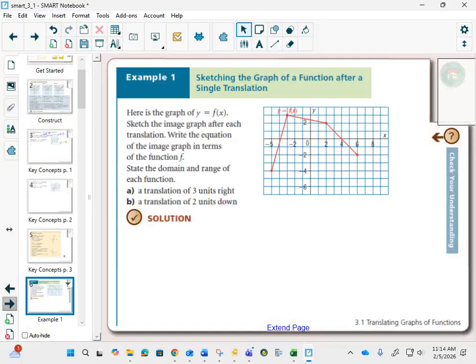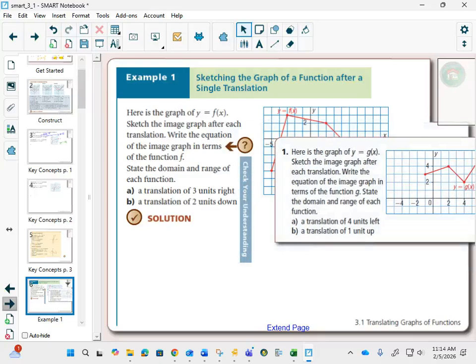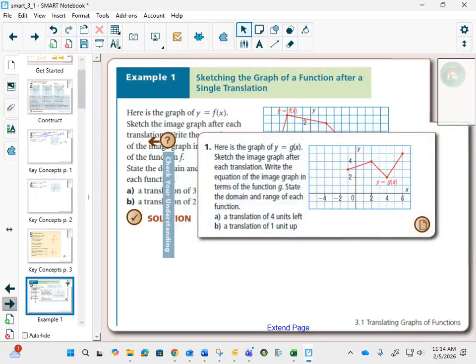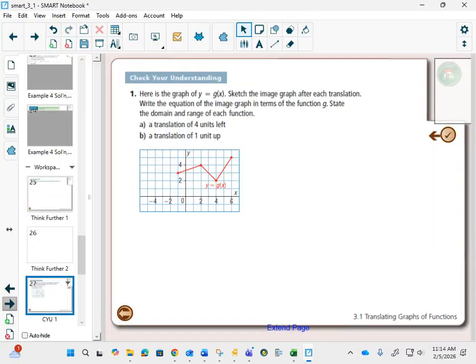So let's go to example 1. And what's going to happen is the textbook always has a worked example, but we will do the one off to the side together. The nice thing about doing the one off to the side together is you can see if I had this question on a quiz or a test, what kind of work do I need to show to get it done?